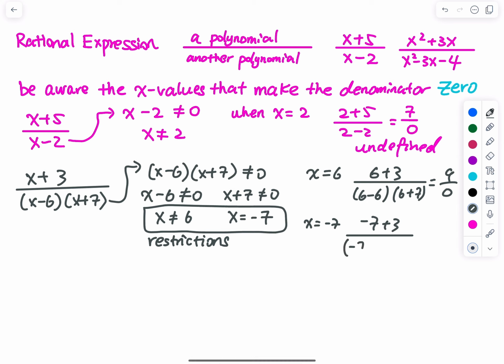You have negative 7 minus 6, no problem with that, but this is negative 7 plus 7. That will be a 0. So this one we have negative 4 divided by 0, so that is undefined. So we have trouble in there.